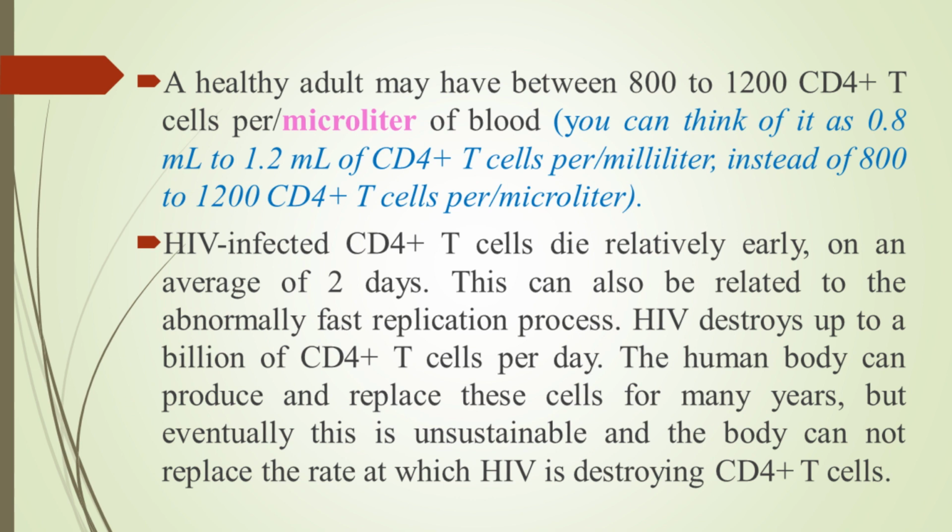A healthy adult may have between 800 to 1200 CD4+ T cells per microliter of blood. HIV-infected CD4+ T cells die relatively early, on an average of 2 days. This can also be related to the abnormally fast replication process. HIV destroys up to 1 billion CD4+ T cells per day. The human body can produce and replace these cells for many years, but eventually this is unsustainable and the body cannot replace the rate at which HIV is destroying CD4+ T cells.